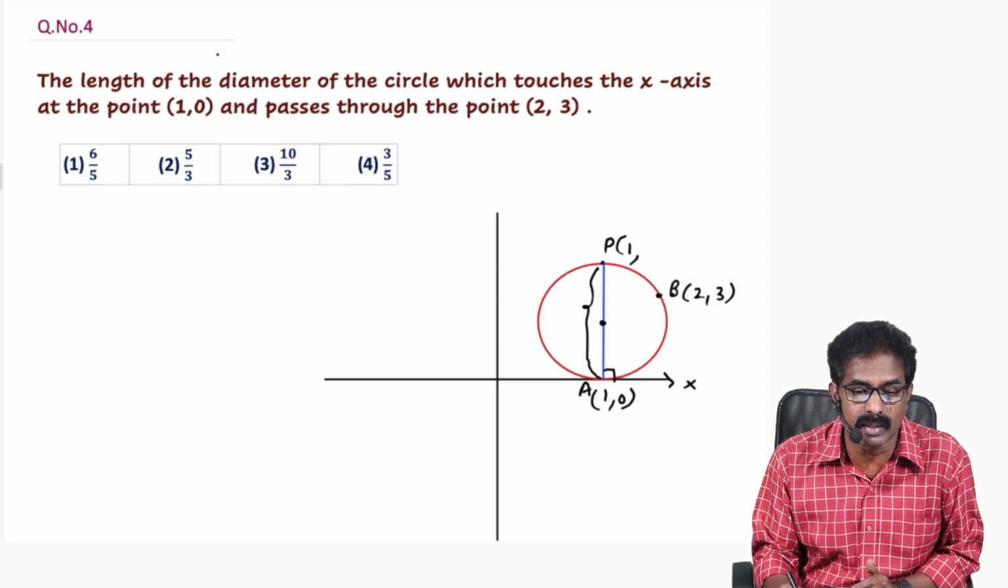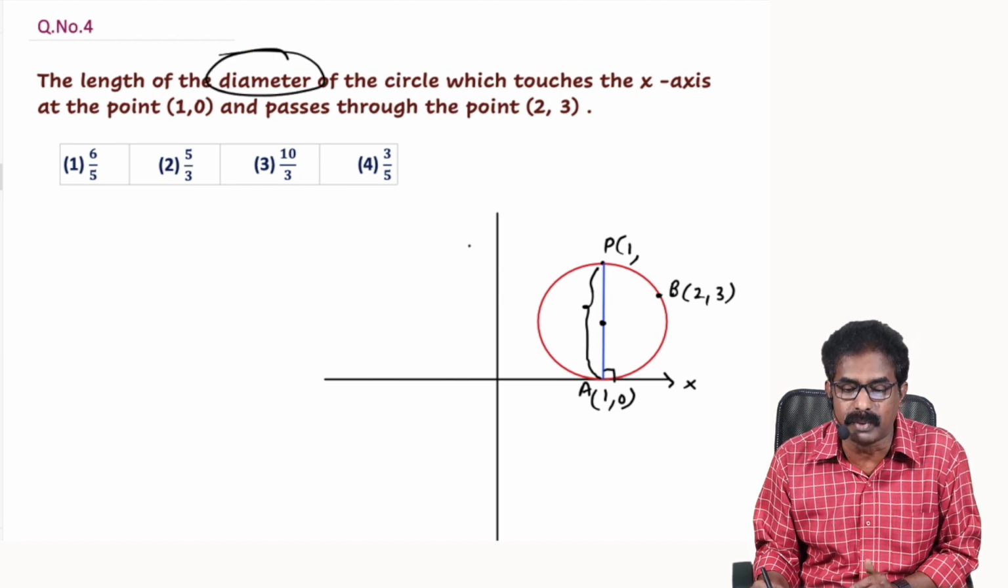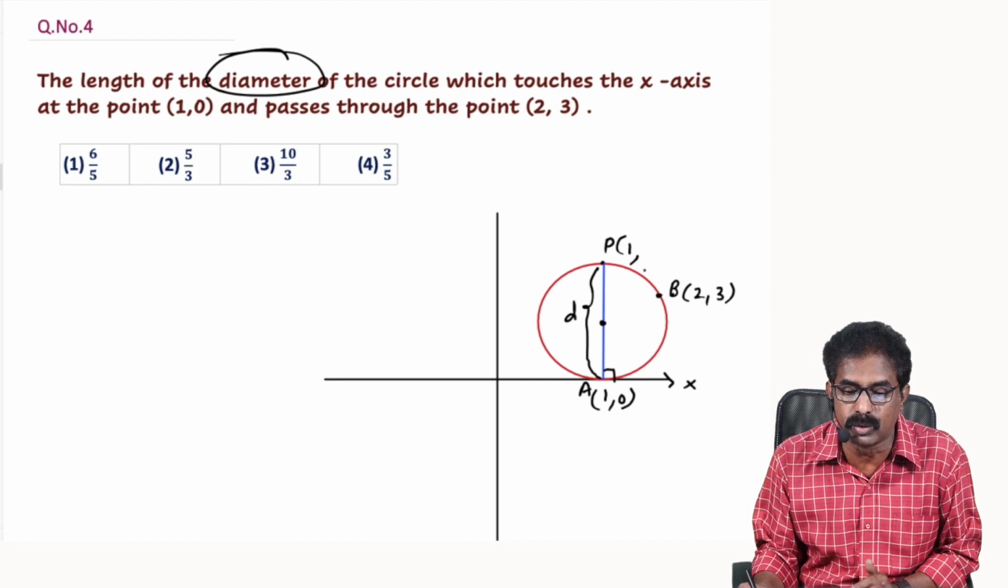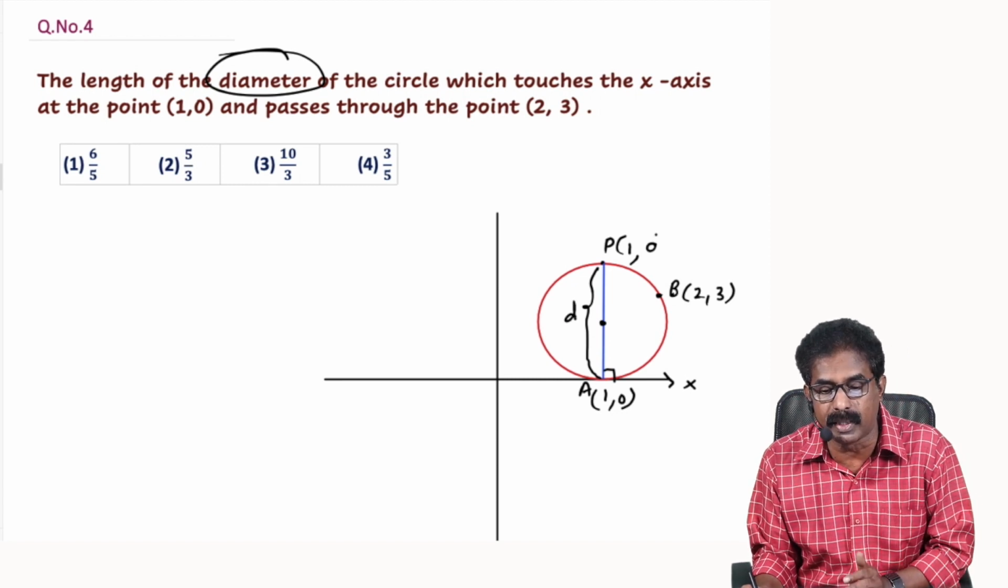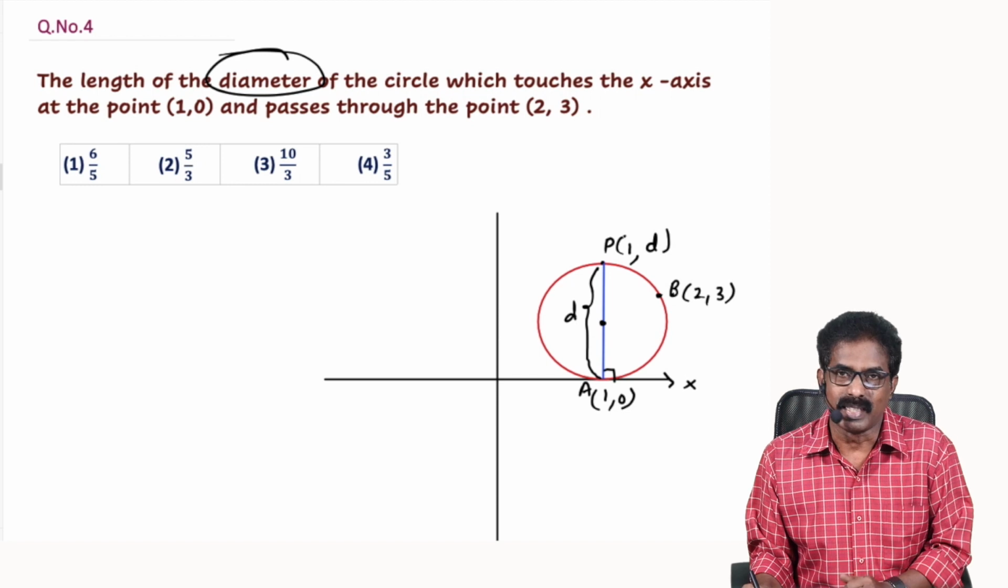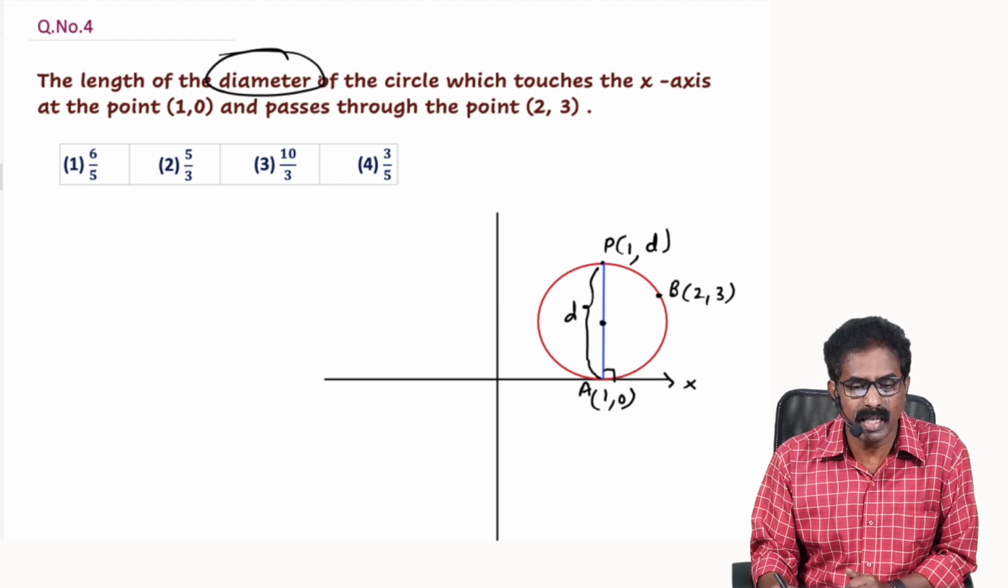So what's the question they asked? Length of the diameter only they asked. I'm taking the diameter as d. So the coordinate P is (1, d). It is enough to find d now, right? Listen how to do this.